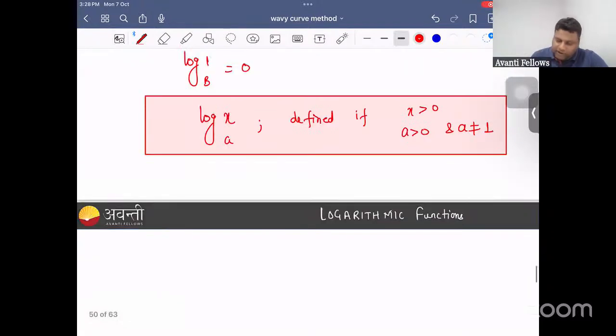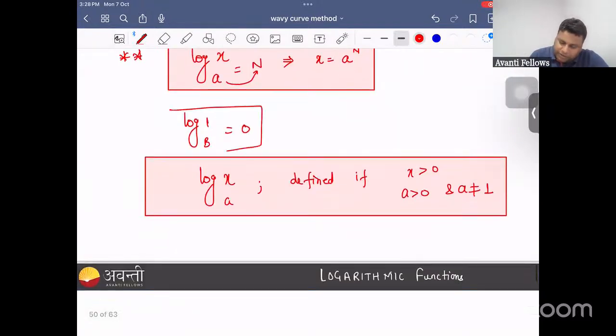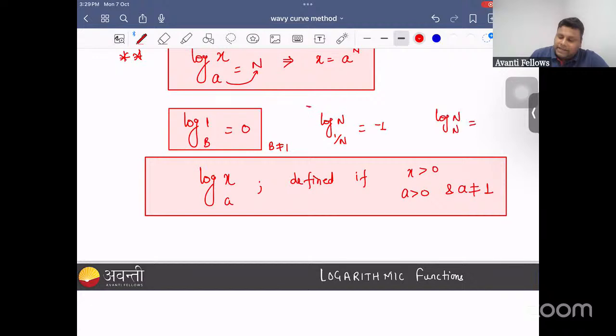Now see a few very common things. One thing I told you, log 1 to any base b is 0. B should not be 1. B cannot be 1. Now log n to base 1 by n. If the component and base are reciprocals of each other, the value will be -1. And log n base n, if the component and base are both the same, then the value will be 1. Am I correct?